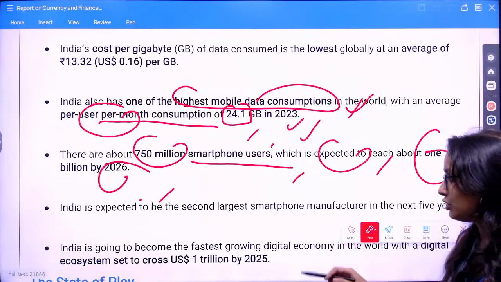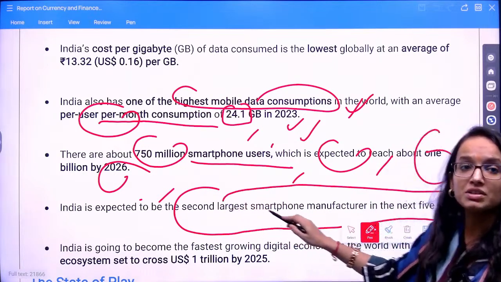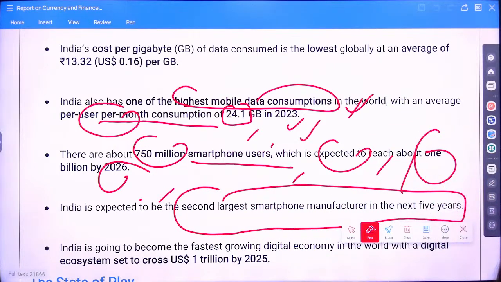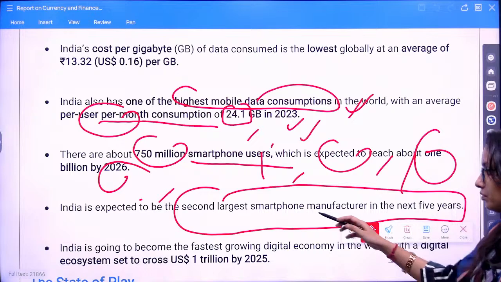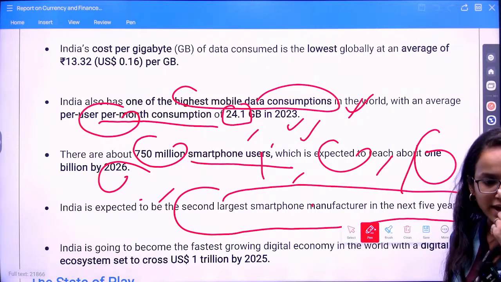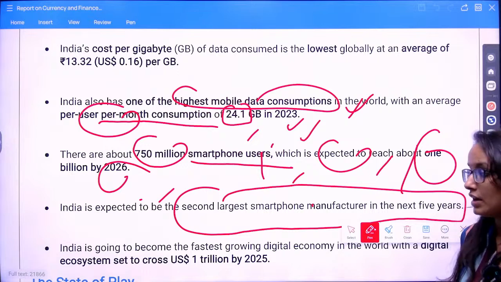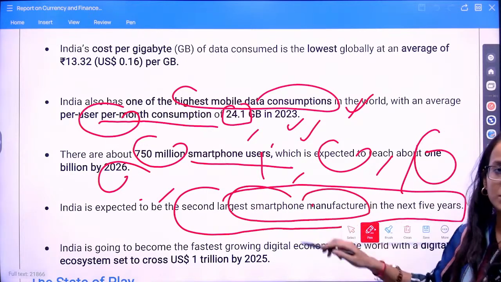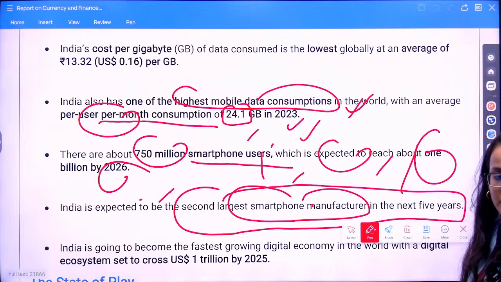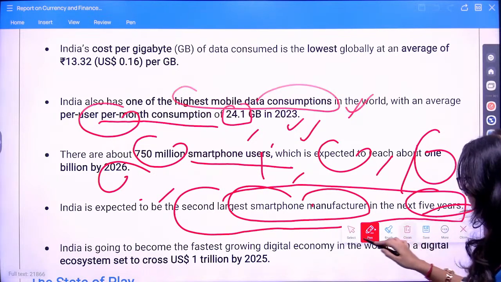India is also expected to be the second largest smartphone manufacturer in the next 5 years. This would be a great achievement for us. So not only consumption of smartphones, but also our position as a manufacturer of smartphones is improving, right? India is expected to be the second largest manufacturer of smartphones in the next 5 years.